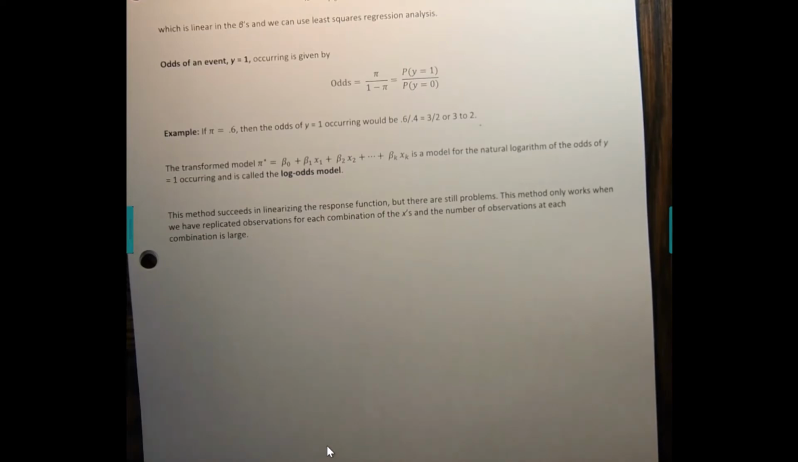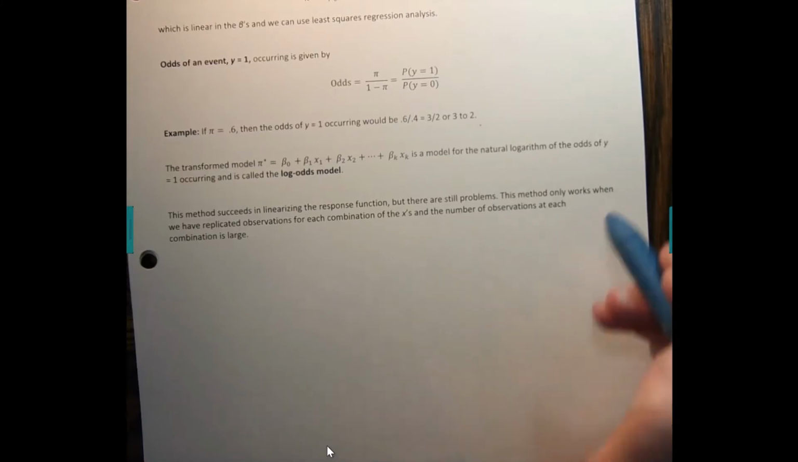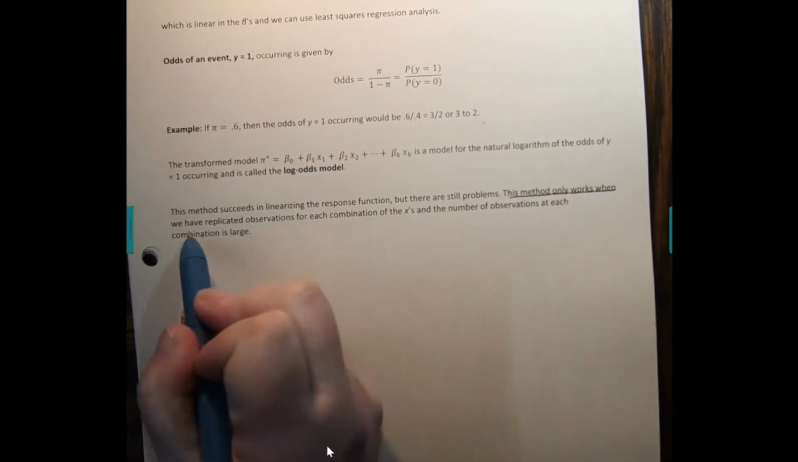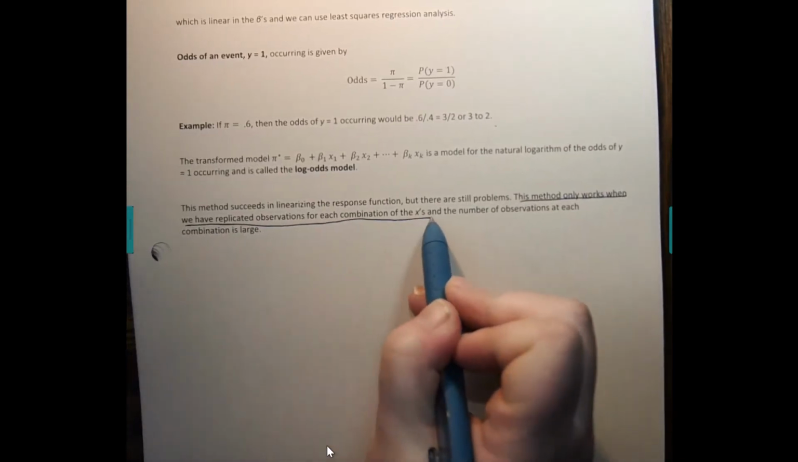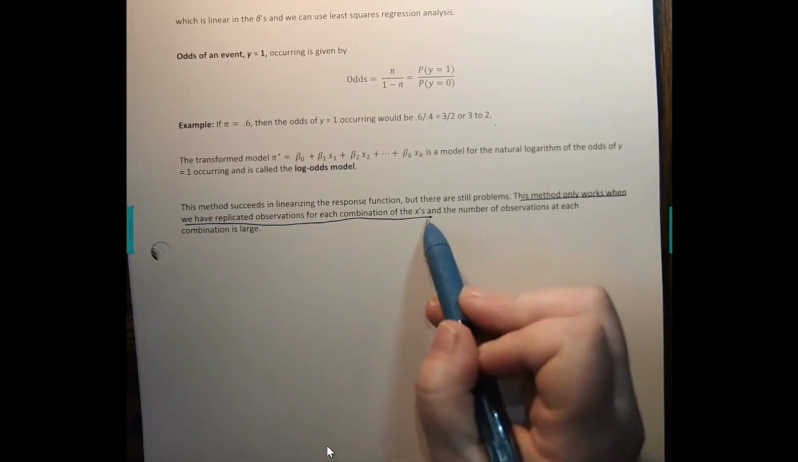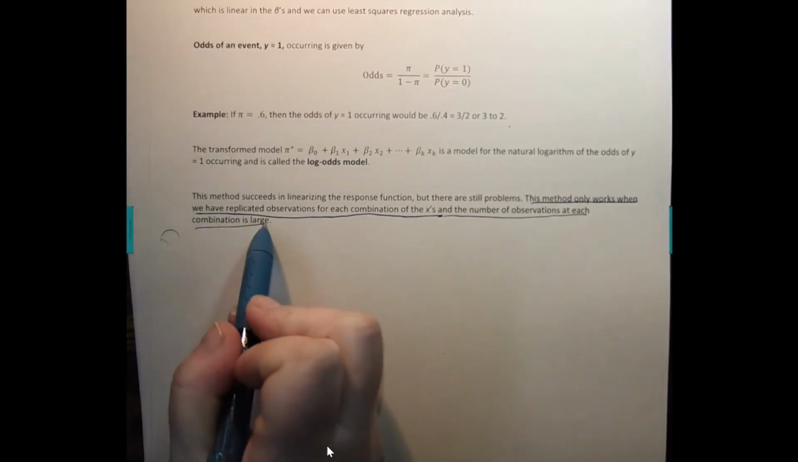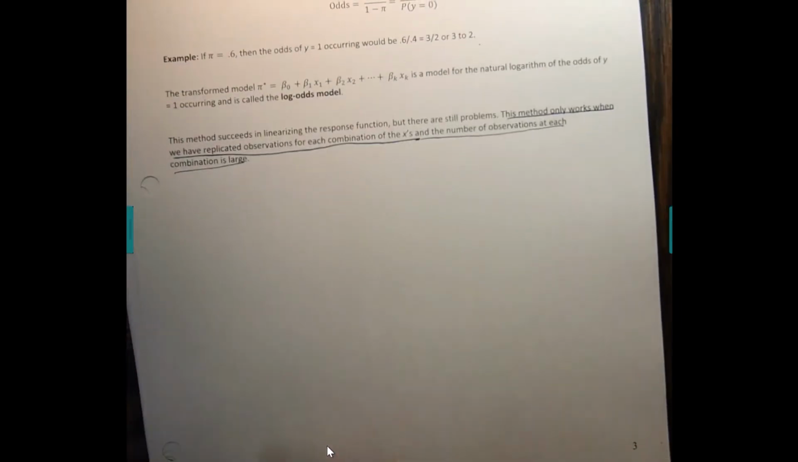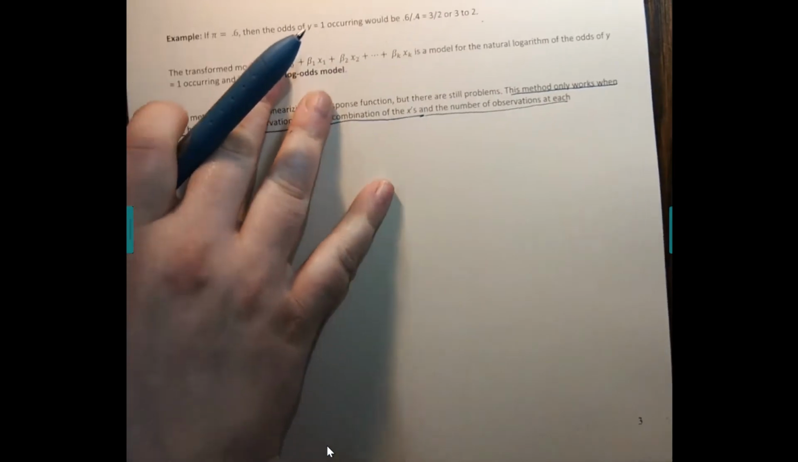So this transformation gives us this log odds model. The method succeeds in linearizing the response function, but there are still problems. This method only works when we have replicated observations for each combination of the x's, and the number of observations at each combination is large. In order to use this particular method, you have to have these conditions. Now, just as always, we're interested in the interpretation of the parameters, so let's look at that.